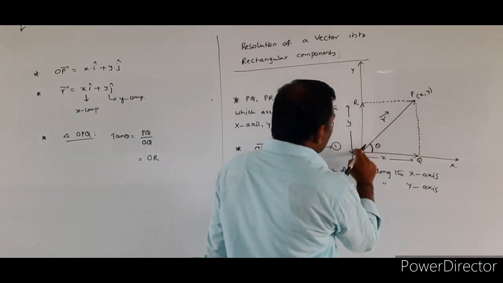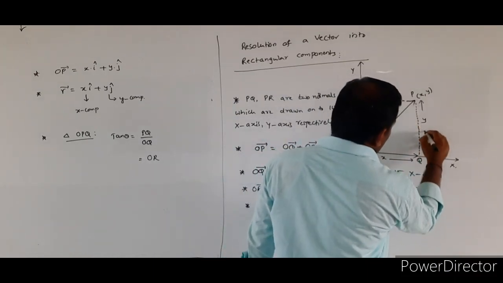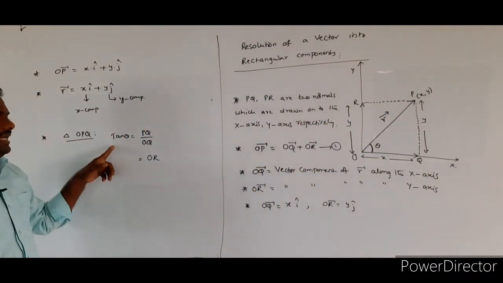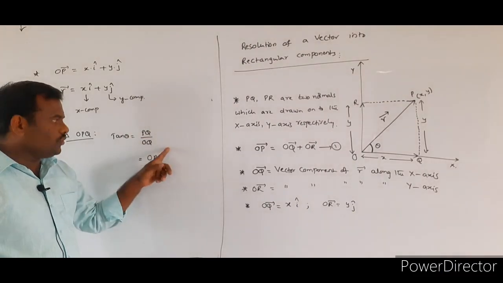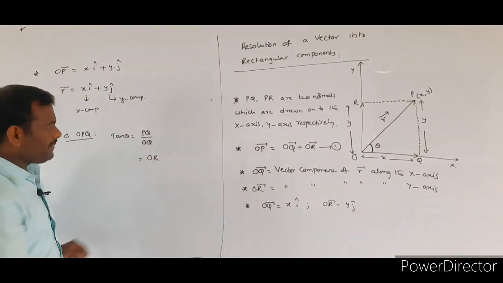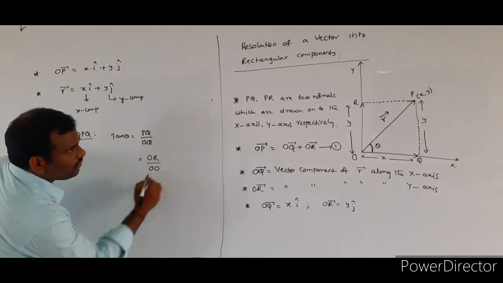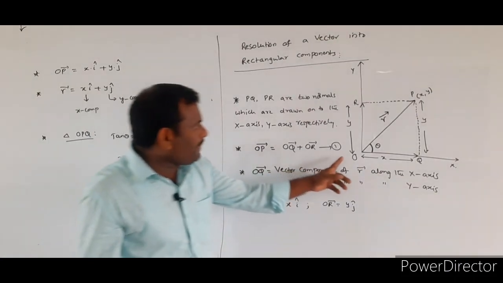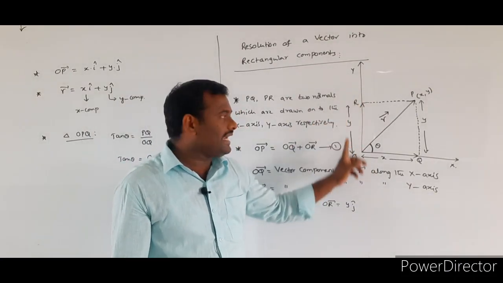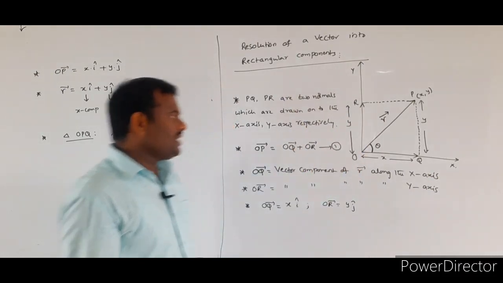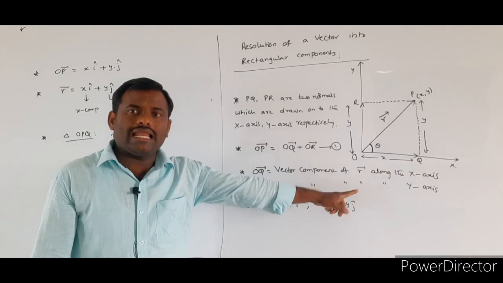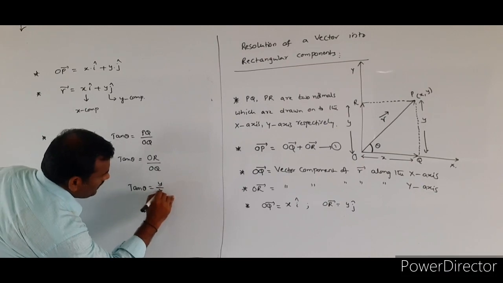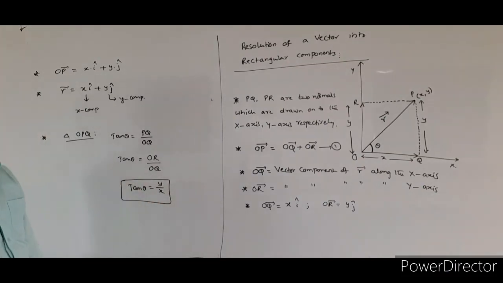Whatever the magnitude OR has, PQ also has the same magnitude, because these two are parallel vectors. Therefore, tan theta is equal to PQ by OQ, and in the place of PQ, I wrote OR by OQ. OR is indicating the magnitude along the y-axis, and OQ is indicating the magnitude along the x-axis. Therefore, tan theta is equal to y by x.